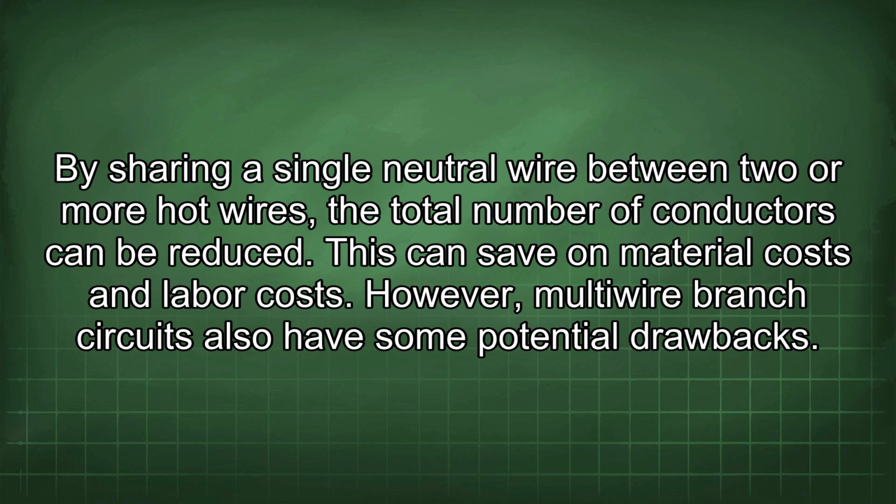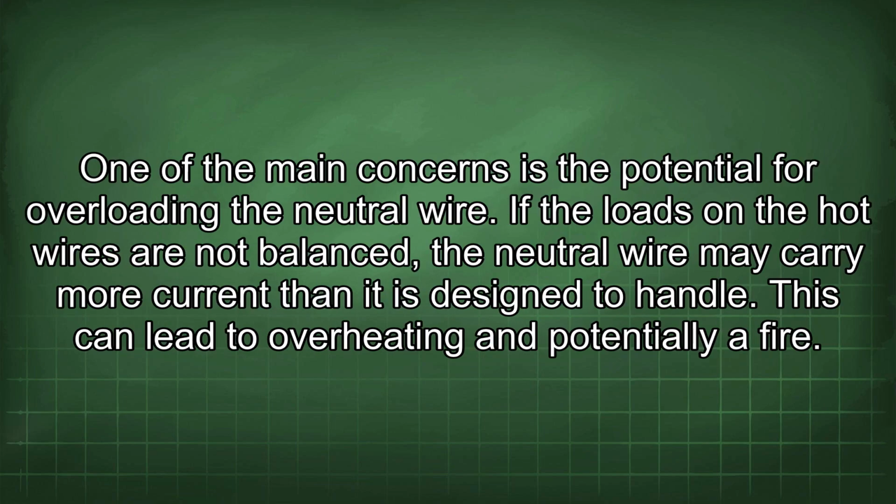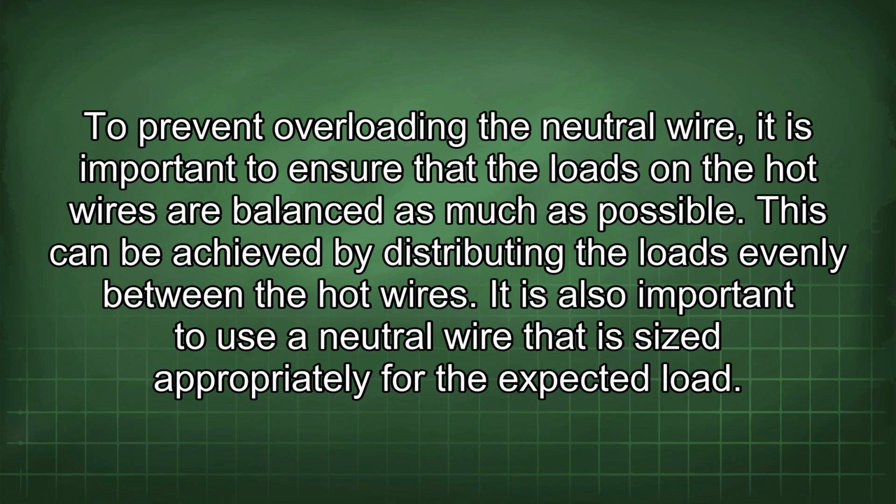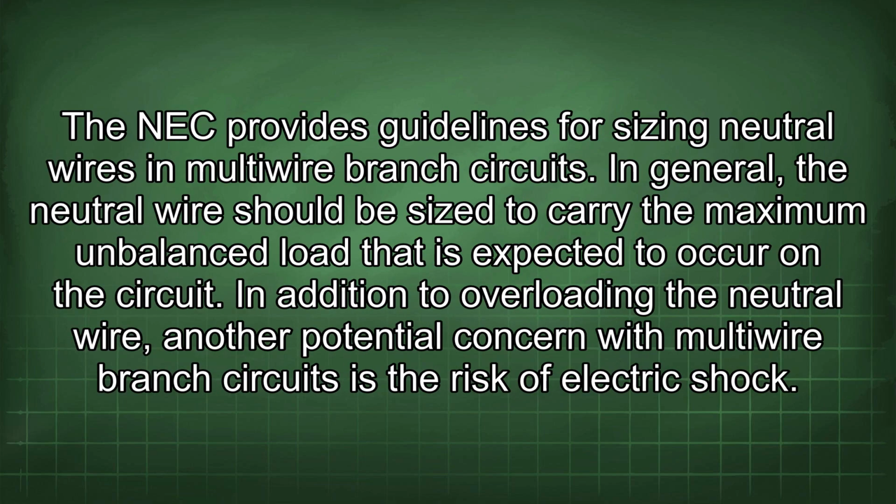However, multiwire branch circuits also have some potential drawbacks. One of the main concerns is the potential for overloading the neutral wire. If the loads on the hot wires are not balanced, the neutral wire may carry more current than it is designed to handle. This can lead to overheating and potentially a fire. To prevent overloading the neutral wire, it is important to ensure that the loads on the hot wires are balanced as much as possible. This can be achieved by distributing the loads evenly between the hot wires. It is also important to use a neutral wire that is sized appropriately for the expected load. The NEC provides guidelines for sizing neutral wires in multiwire branch circuits.